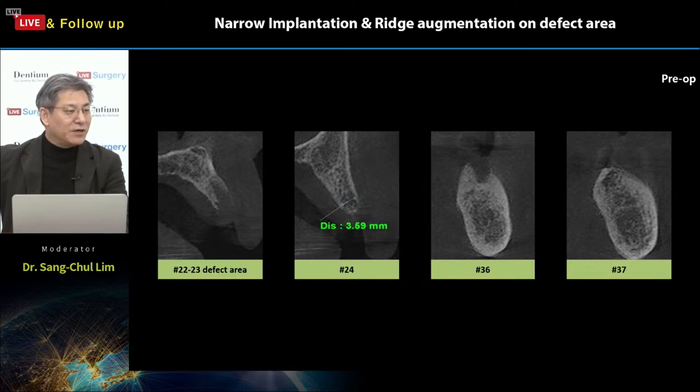And the number 24 area has a very narrow, sharp, thin, remaining ridge. The ridge width is 3.6 millimeters, so a narrow ridge. And about the number 36 area, due to the extraction of the installed implant, there is a big defect, looks like here. Actually, it is not so severe, not an extreme defect. However, these areas need another procedure like GBR.